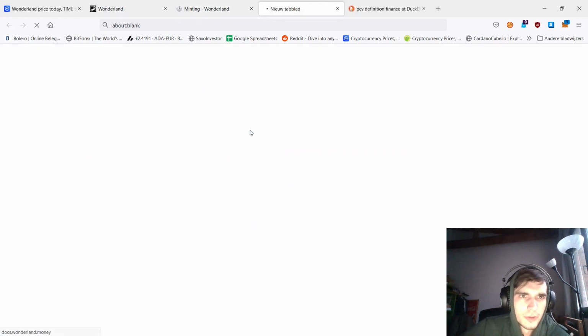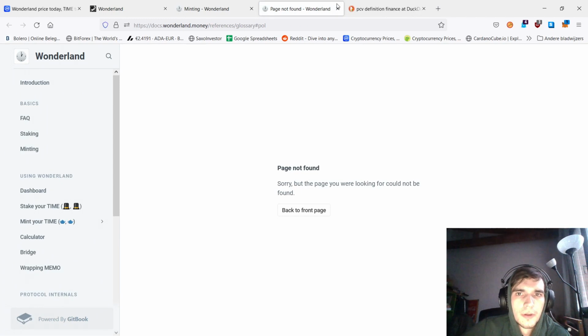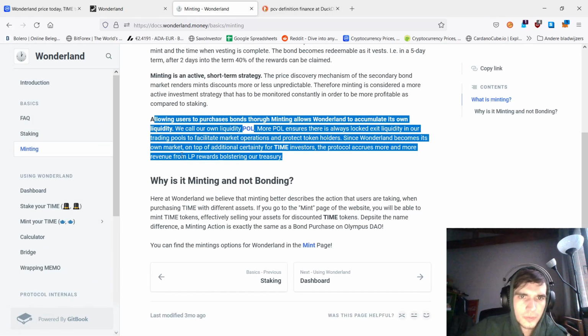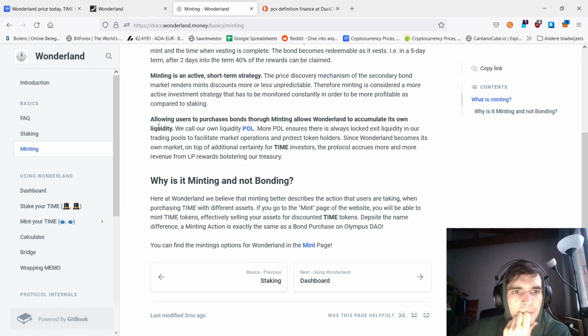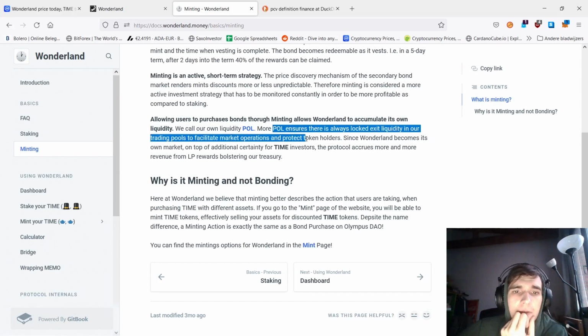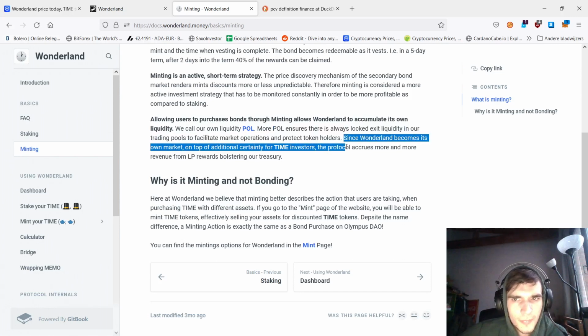What's Paul? Never heard of this actually. Page not found. Okay, they definitely should update their documentation. Liquidity is called Paul. Paul ensures that there's always locked exit liquidity in our trading pools to facilitate market operations and protect token holders. So basically they want to say there's enough liquidity, probably through an automated system that keeps track of what's necessary to be able to provide liquidity, in cases when people would panic, or for lowering fees when making transactions, for example.